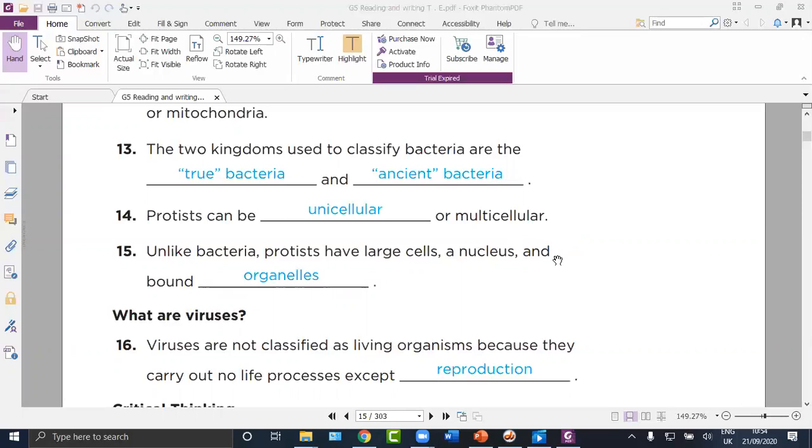Number 14. Protists can be unicellular or multicellular. Yes, excellent. Number 15. Unlike bacteria, protists have large cells, a nucleus, and membrane-bound organelles. Thank you.